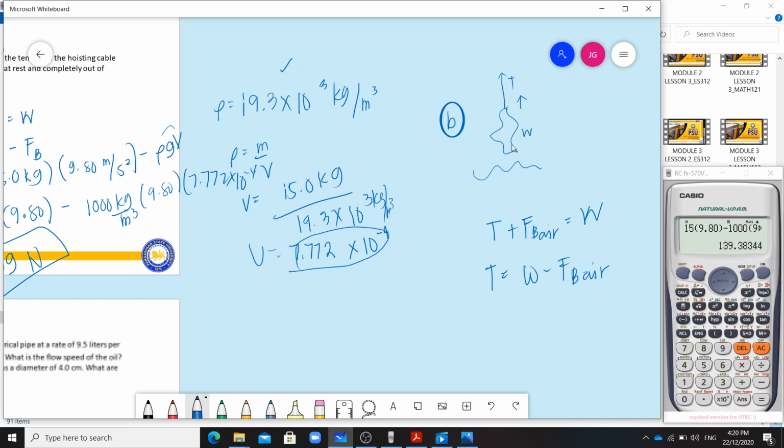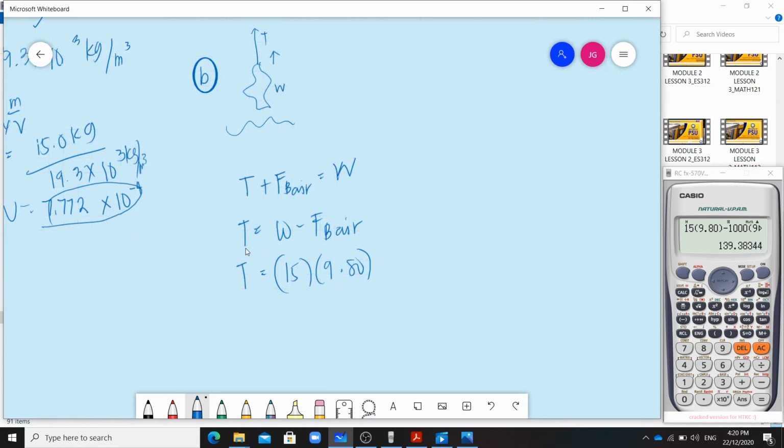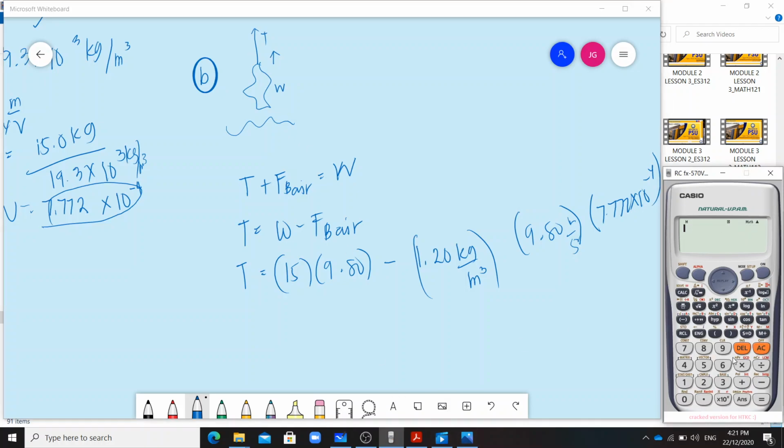Okay, yun pa din yung volume. T is equals to weight na 15 times 9.8. Ang density na gagamitin naman natin dito is yung density ng air, 1.2 kilogram per meter cube, times 9.8 meter per second square times volume na 7.772 times 10 raised to negative 4. Okay. So, 15 times 9.8 minus 1.2 times 9.8 times 7.772 exponent negative 4. Okay. So, ang tension natin is 147 Newton.